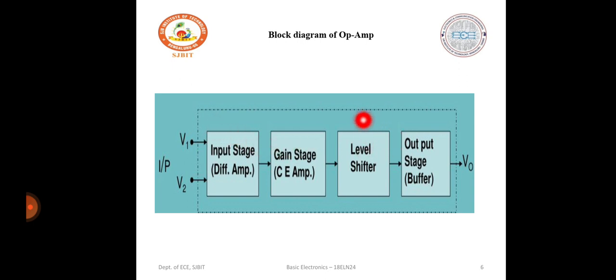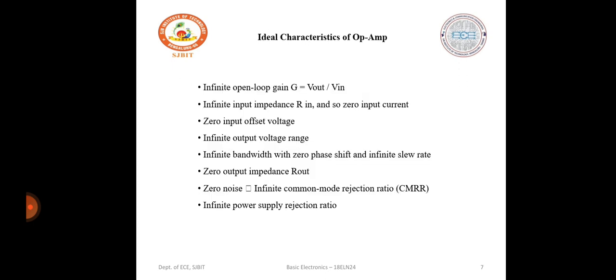The level shifter stage brings the DC level down to the ground potential. The signal is then given to the last stage, which is the driver stage, or we call it the buffer stage. So this is the block diagram of an op-amp.